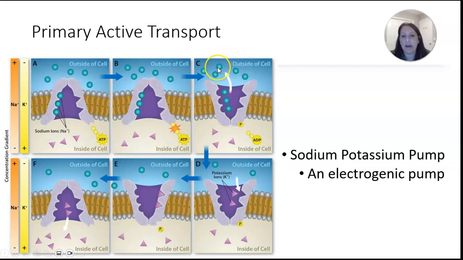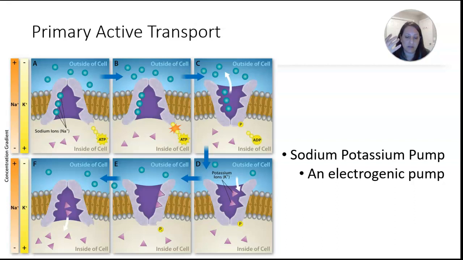So those are 3 positively charged ions being brought out of the cell. It will then pick up 2 potassium ions, 2 positively charged ions, and will change shape and dump those off inside the cell. Okay, so again, ATP was used. We pumped against the concentration gradient. This again is an example of an antiporter.